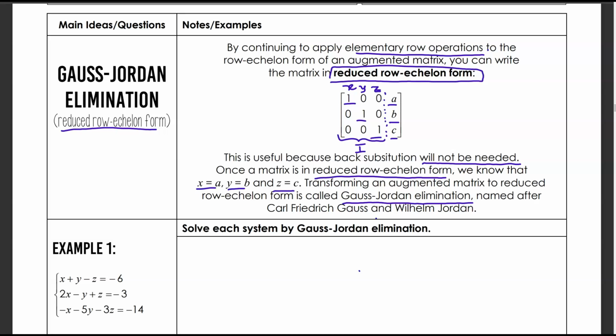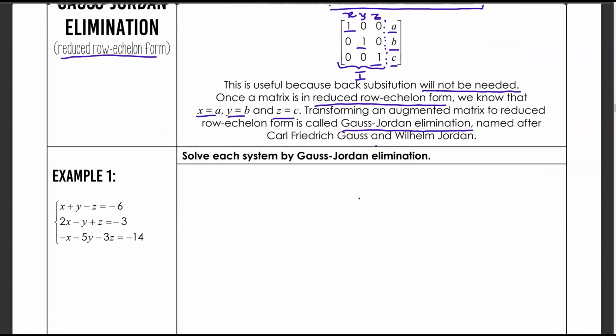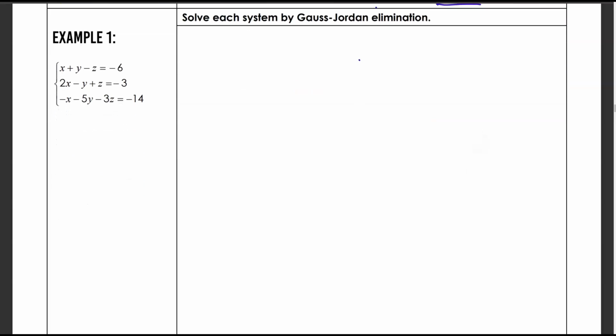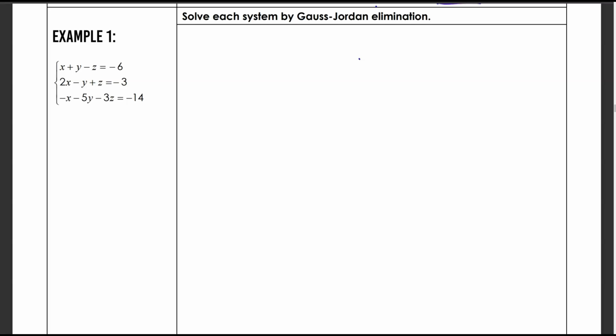This is named after Carl Friedrich Gauss and William Jordan. So we're going to solve each one of these and turn it into Gauss-Jordan elimination. We're going to start off by writing this as an augmented matrix. So if we turn this into an augmented matrix, we're going to have 1, 2, and negative 1. 1, negative 1, negative 5, negative 1, 1, negative 3, and then write in those constants here: negative 6, negative 3, and negative 14. This becomes our augmented matrix.